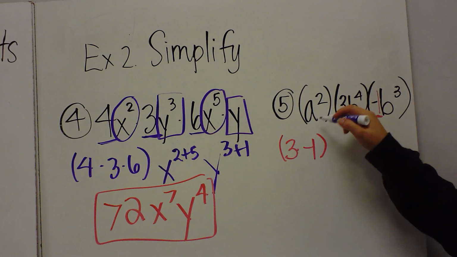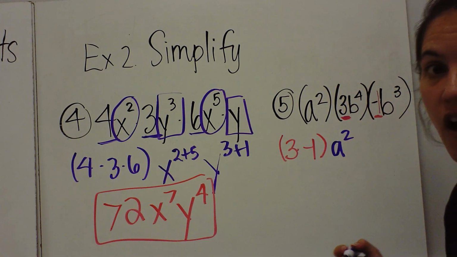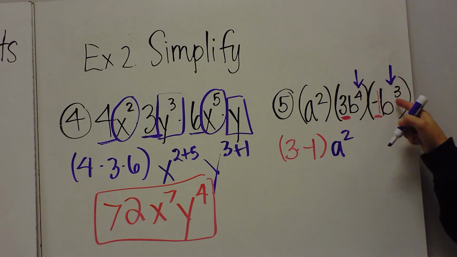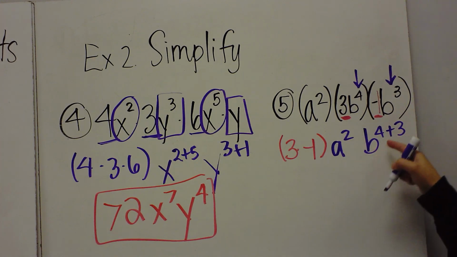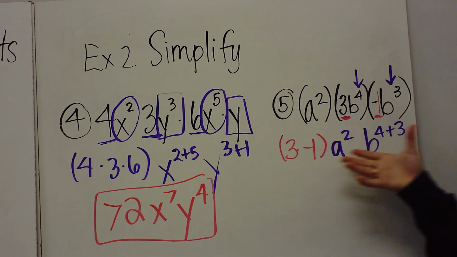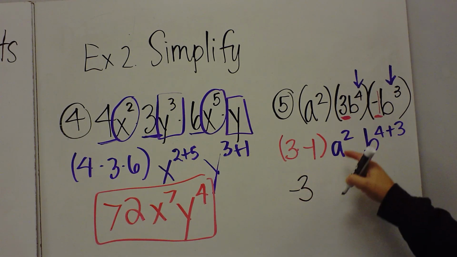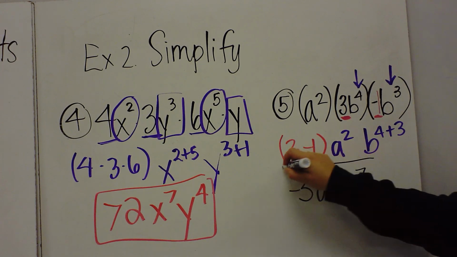And then I'm going to look at my a's. I only have a squared. That's all I have. And then I'm going to look at my b's. B to the 4th and b to the 3rd. So I'm going to add b to the 4 plus 3. And when I put all of this together, 3 times negative 1 is negative 3, a squared, b to the 7th.